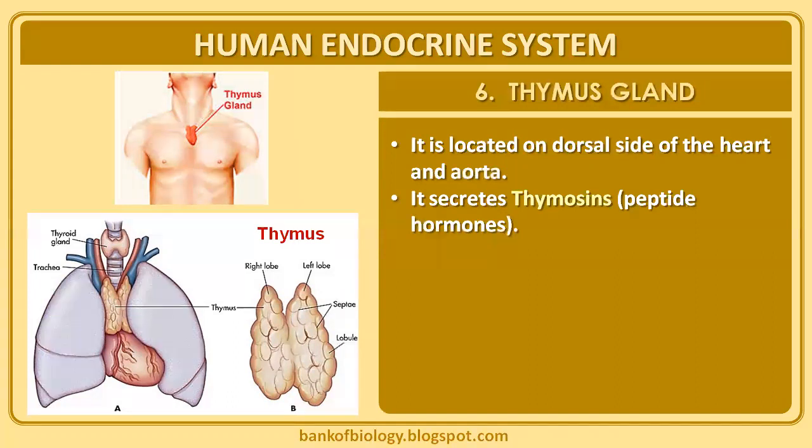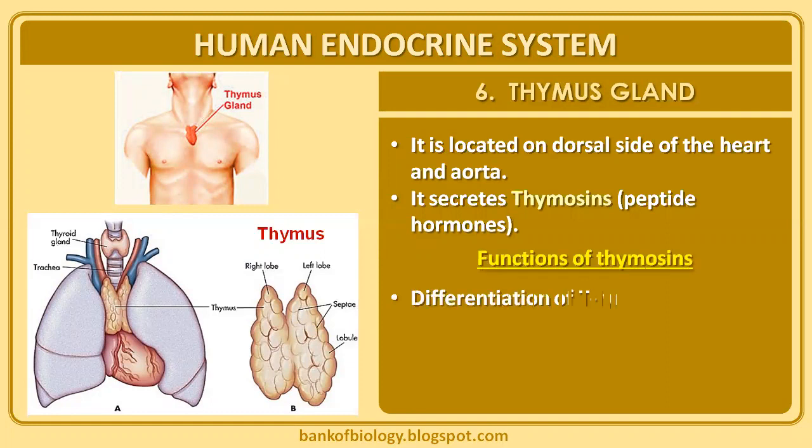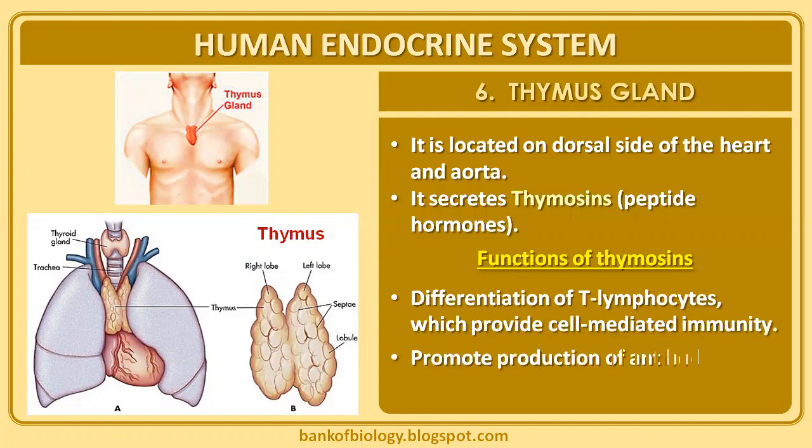Thymus gland, the child gland we say. Location: on the dorsal side of the heart and aorta. Function: it secretes thymosin, well known for the maturation of the T lymphocytes, isn't it? The differentiation and maturation of the T lymphocytes, which are helpful for cell-mediated immunity. But this is additional: it promotes the production of antibodies for humoral immunity. It also participates in humoral immunity by promoting the production of antibodies.